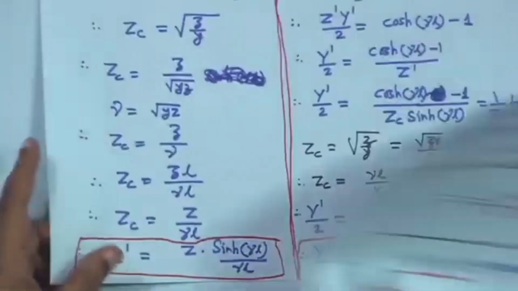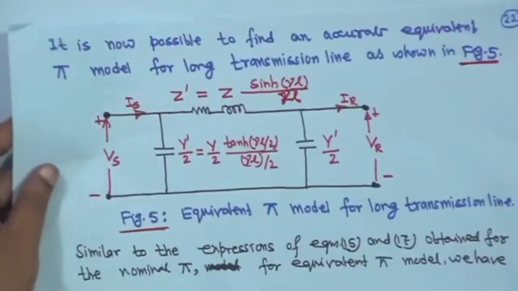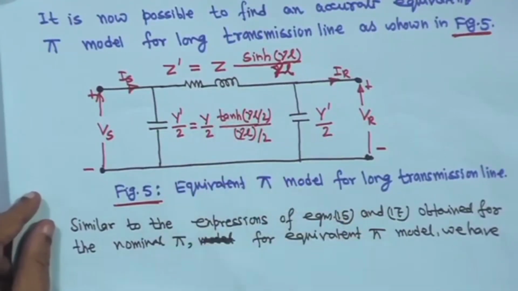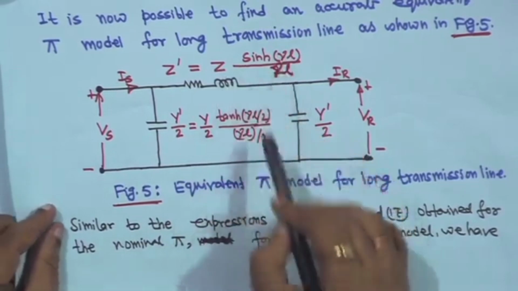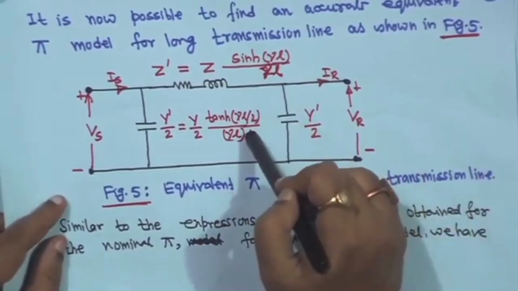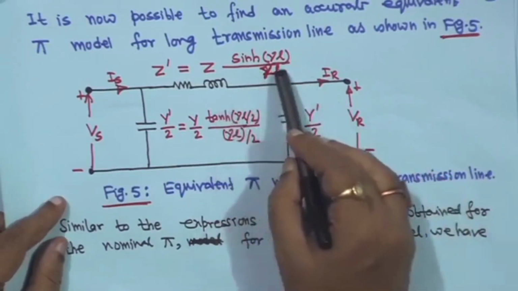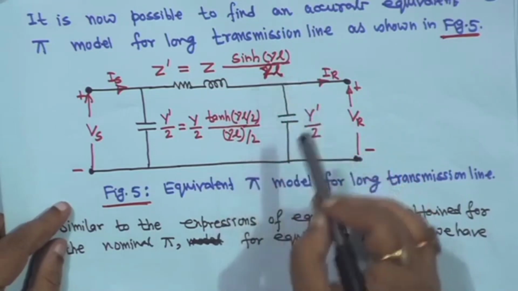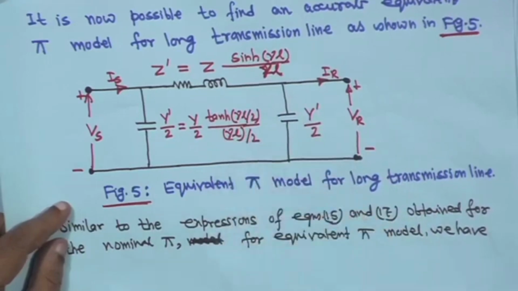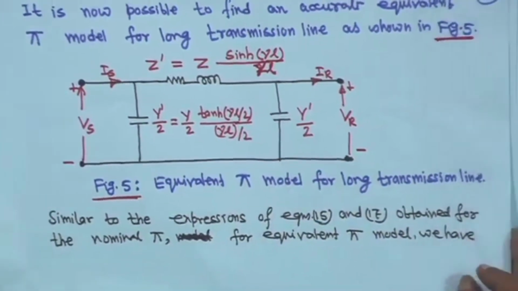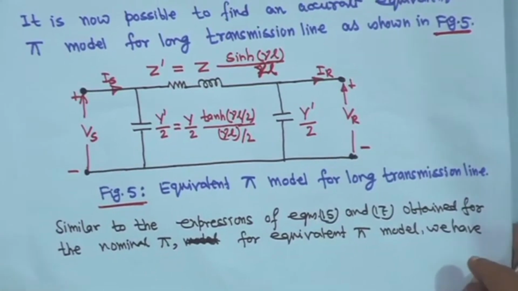That is why this diagram is the pi equivalent, this kind of pi representation. So, Z is multiplied by this term and Y by 2 multiplied by this term, but let me tell you that this term and this term, sin hyperbolic gamma L by gamma L, are approximately very close to unity, right. Here also the same thing, but this is a more or less quite accurate model, right. So, up to this we have come for short line, medium line and long line, right.